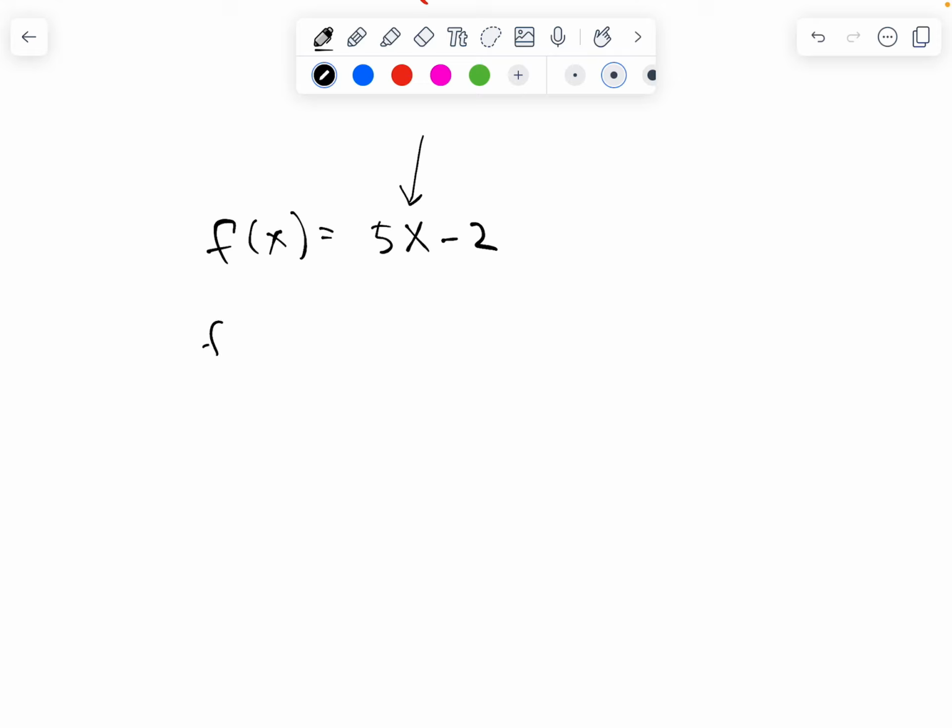So if I do f of 7, then it's going to be 5 times 7 minus 2. That's going to be 35 minus 2. That's going to give you 33.